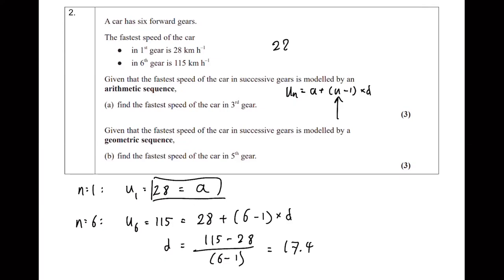So that means that you start with 28, right? That's 0. Start with 28, and then you add on 17.4. Add on 17.4. Add on 17.4 as you go from the first gear to the second gear to the third gear and so on.